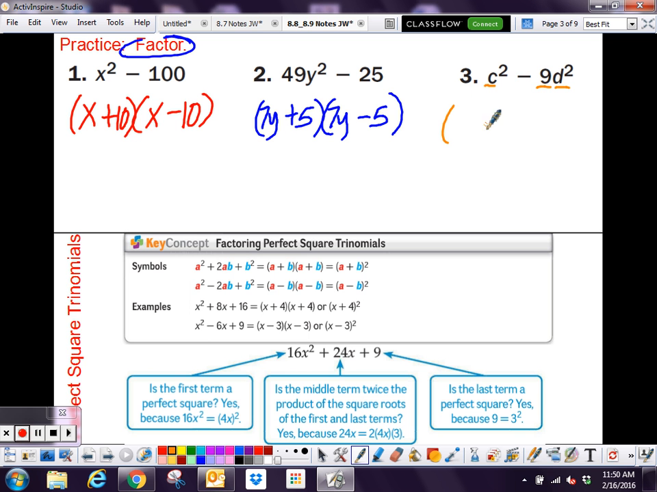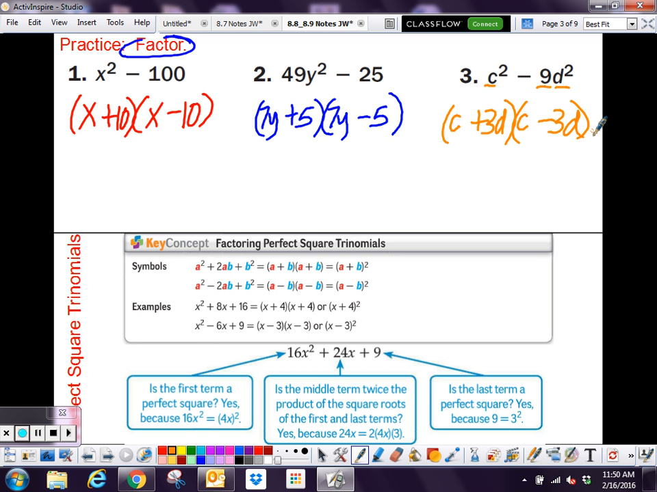All right, then I can flip this up. 1 is going to be plus. 1 is going to be minus. What times itself gets me c squared? C. What times itself gets me 9? 3. And what times itself gets me d squared? D. So there's my answer. C plus 3d and c minus 3d.